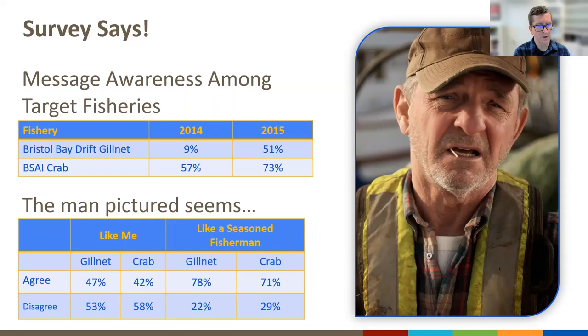When we look at the second table, looking at the concept of Angus's authenticity, we can see that less than half the respondents agreed with the statement that the man in the picture seems like me. But then roughly three quarters of those people did agree that he seemed like a seasoned fisherman. I think that has to do with the demographics of our survey group, whose average age was 35 or 36 years old. So when they looked at Angus in the posters, those guys didn't see themselves, but they did see a seasoned fisherman or a peer that they could trust. And that was a good finding. Next slide, please.